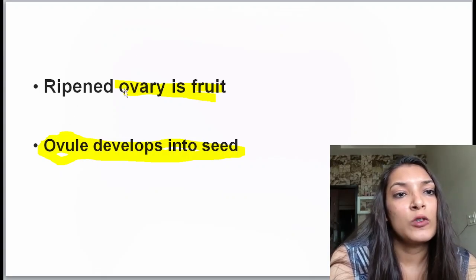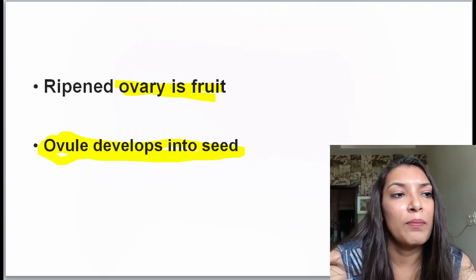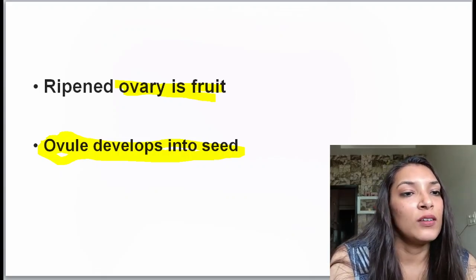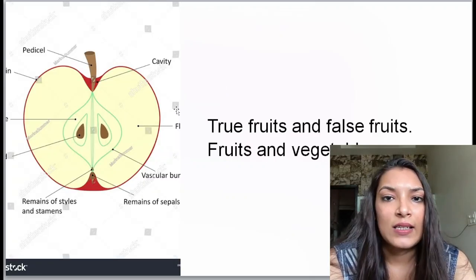How the development of fruit happens, and how many types of fruits there are, all this we'll take up in the next lecture.